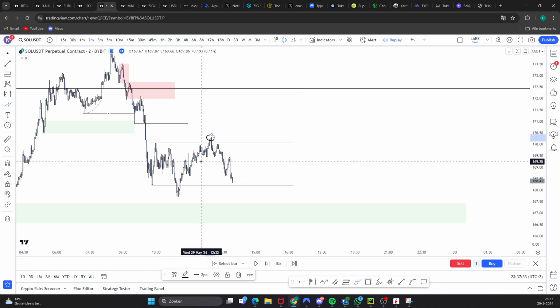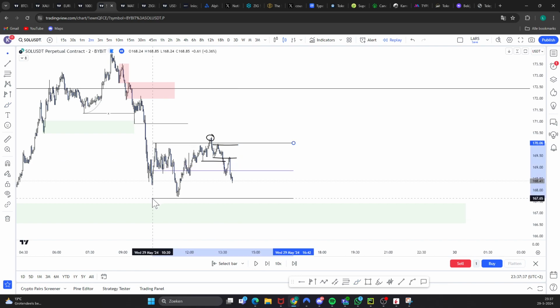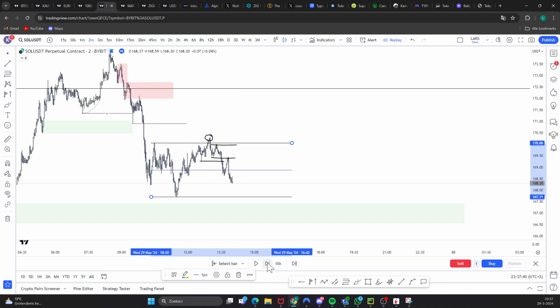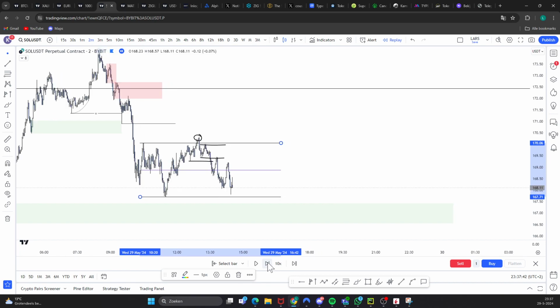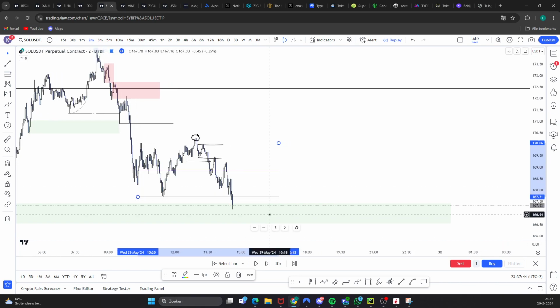Deviation of the range high, get a local structure break, get a backtest of supply, and you can expect price to come all the way down to the range low, which is exactly what happened. There you go. Could have easily been a quick little scalp.